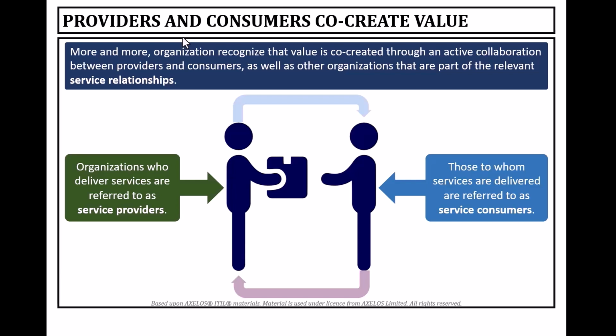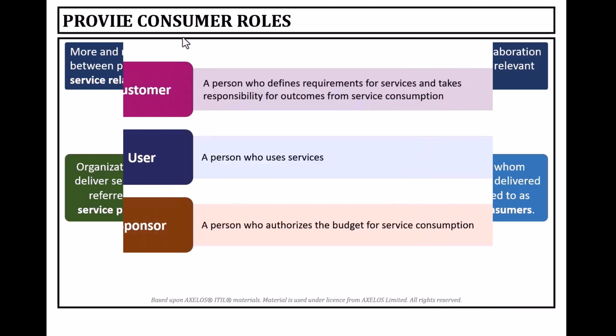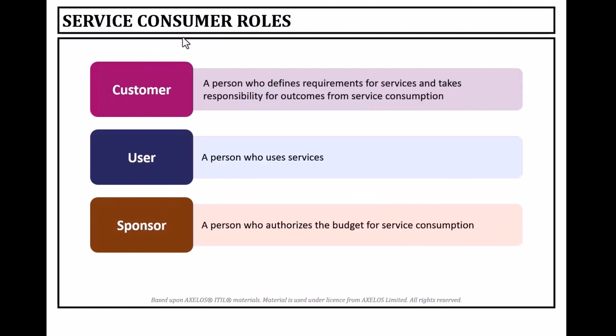In ITIL V3, we had two consumer roles. We had customer and service provider. However, in ITIL 4, we have three consumer roles. The customer, the person who defines requirement for the services and takes responsibility for the outcome from service consumption. The user, a person who uses services, and the sponsor, a person who authorizes the budget for service consumption.